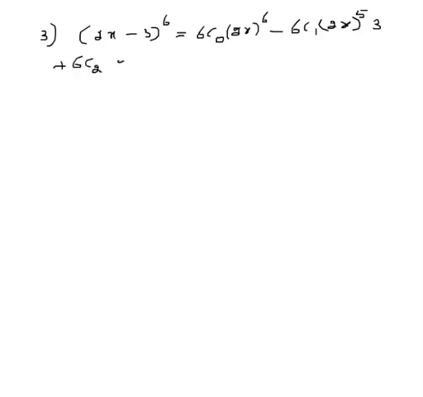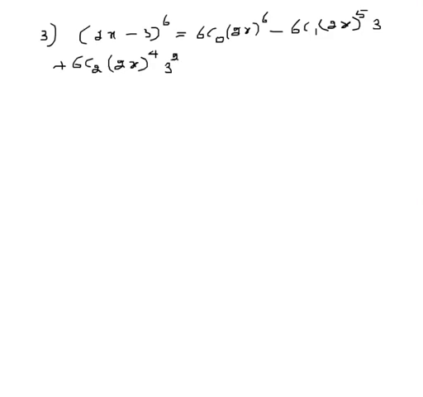Question number 3. 2x minus 3 whole raised to 6. The first binomial coefficient is 6c0, 2x raised to 6. Alternate positive and negative signs. Minus 6c1, 2x raised to 5 and into 3. The next term is positive. 6c2, 2x raised to 4. Decrease the power of 2x term and increase the power of 3.